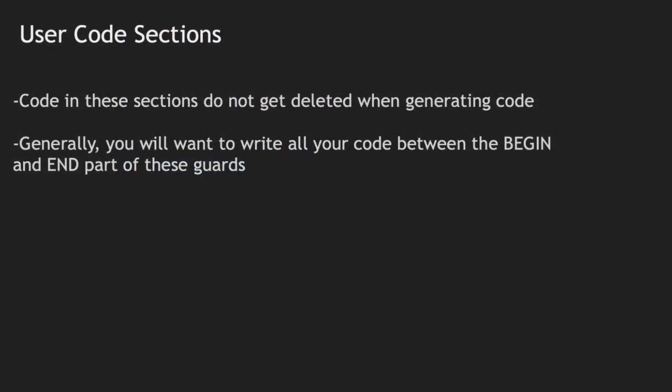I want to mention a point here. In the previous video, I mentioned a user code block where we would write our assembly instructions. Well, the point of this is because when we generate code, everything outside these blocks is automatically overwritten. So if we need to add any peripherals or configurations, everything that we've written between these user code blocks will stay the same.